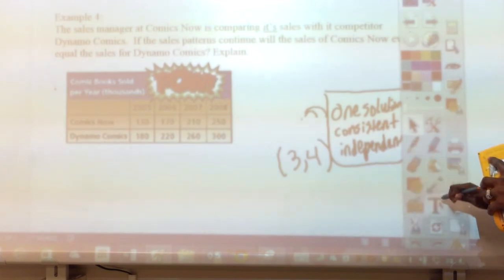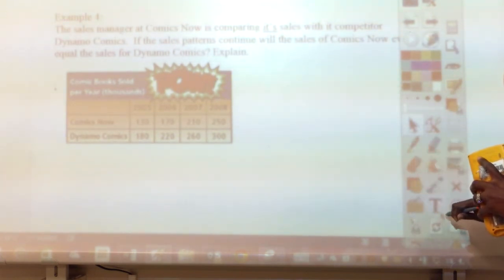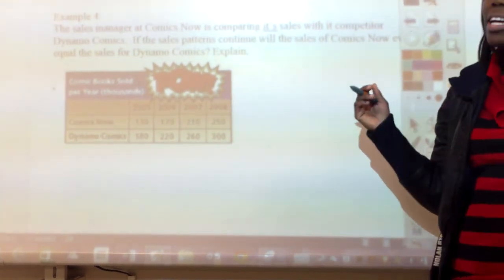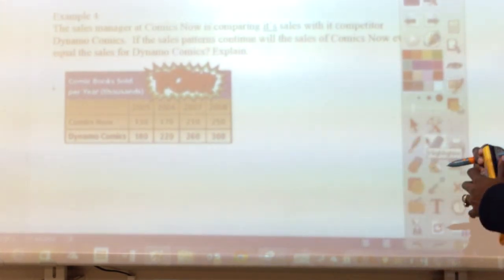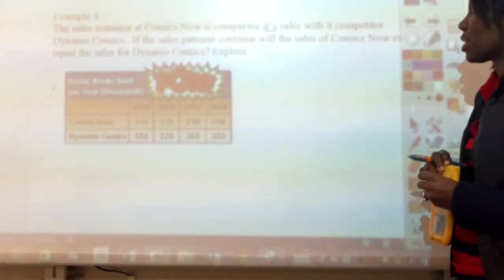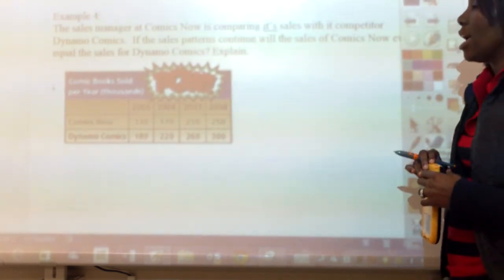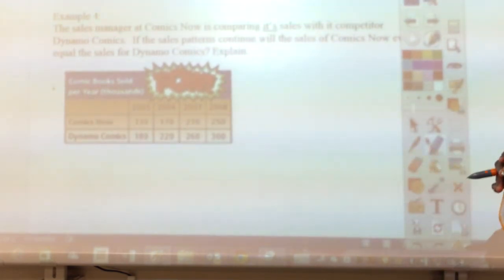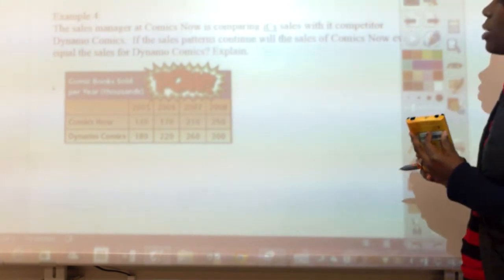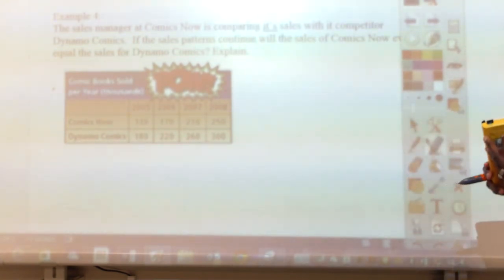And the last problem is a word problem. There's nobody here to read, so I guess I'll read it. The sales manager at Comics Now is comparing its sales with its competitor Dynamo Comics. If the sales pattern continues, will the sales of Comics Now ever equal the sales for Dynamo Comics?